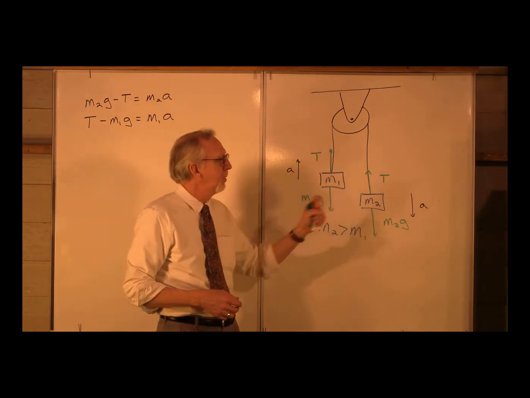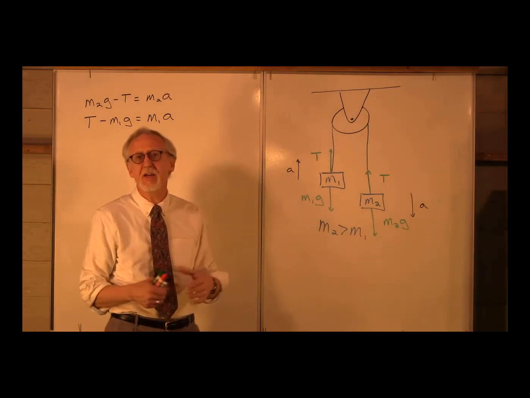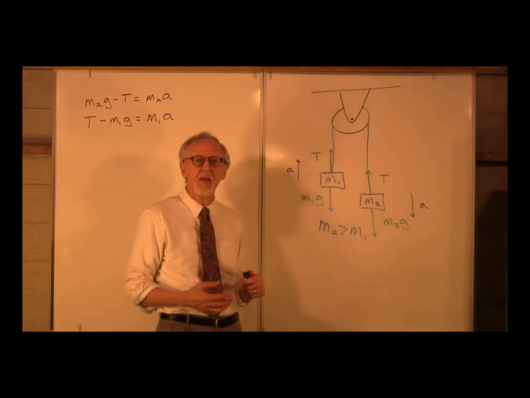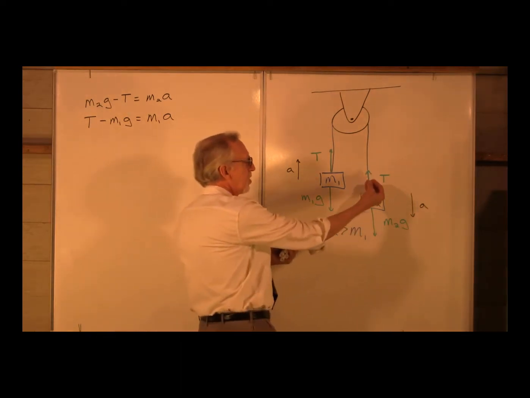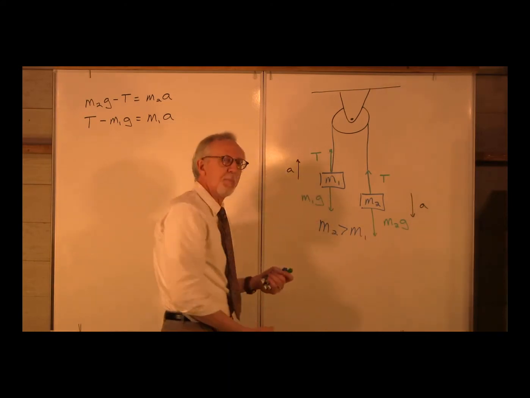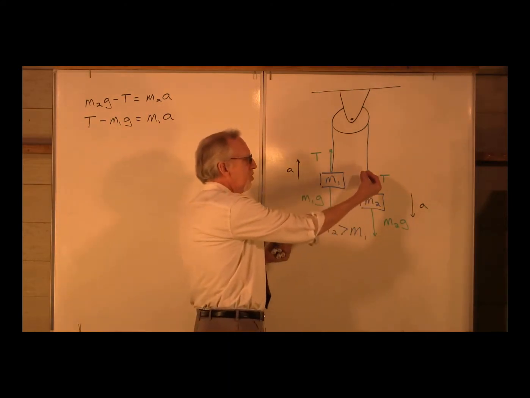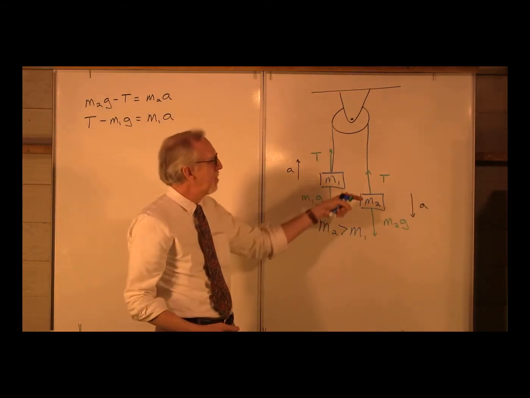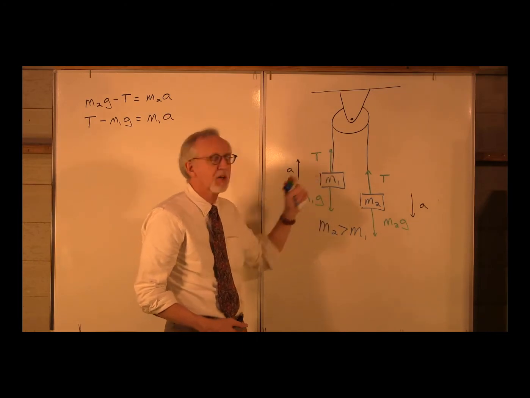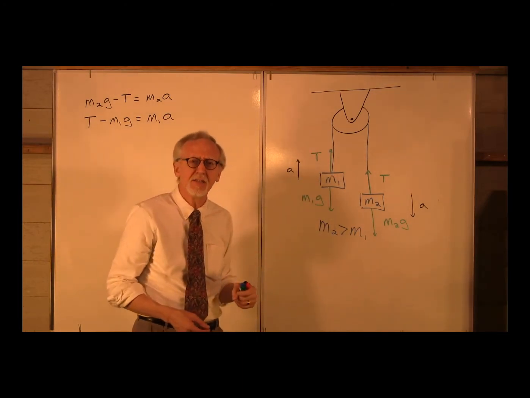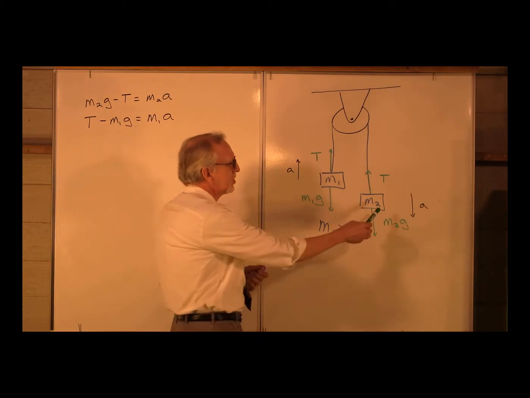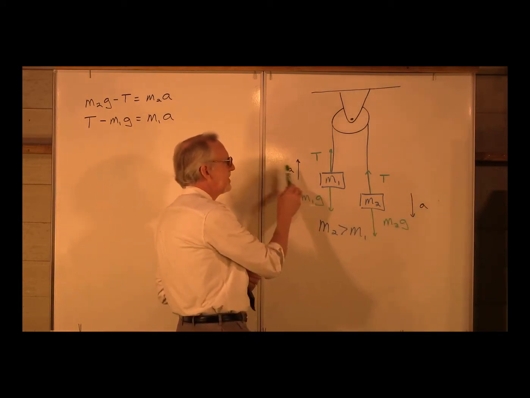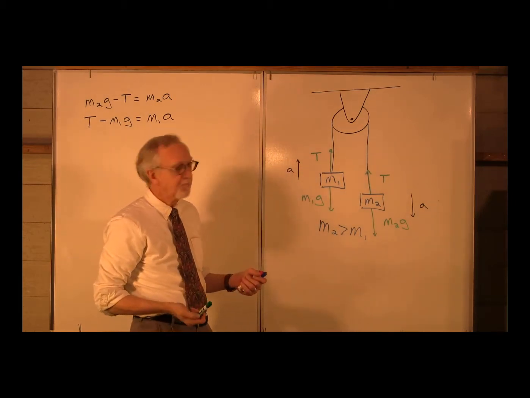We've got two objects, M1 and M2, and we've got to look at them separately. We have assumed that M2 is greater than M1, so M2 is going to go down and M1 is going to go up. But whatever acceleration M2 has down, M1 will have the same acceleration up. If M2 goes down 1 meter, M1 must go up 1 meter. We're assuming the string is not stretching. So we'll assume that M2 has an acceleration down of A, and M1 has an acceleration up of A.